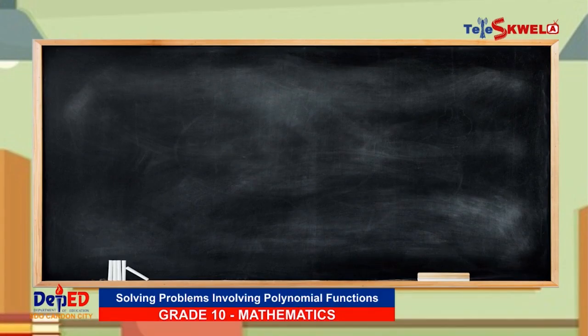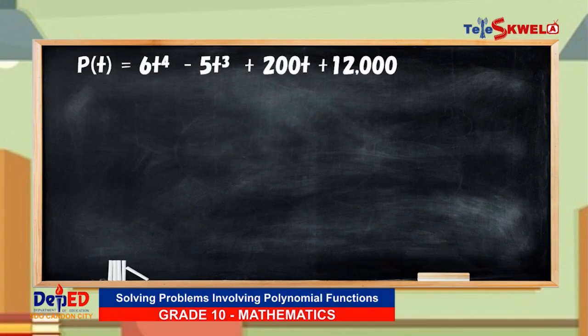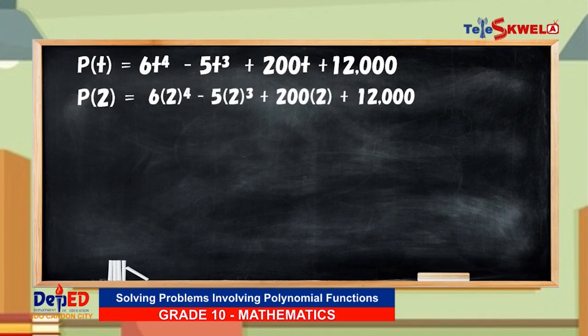In the given function, P of t is equal to 6t raised to 4 minus 5t raised to 3 plus 200t plus 12,000. Simply substitute t with 2, then evaluate. Thus, we have P of 2 equals 6 times 2 to the 4th power minus 5 multiplied by 2 cubed plus 200 times 2 added to 12,000.